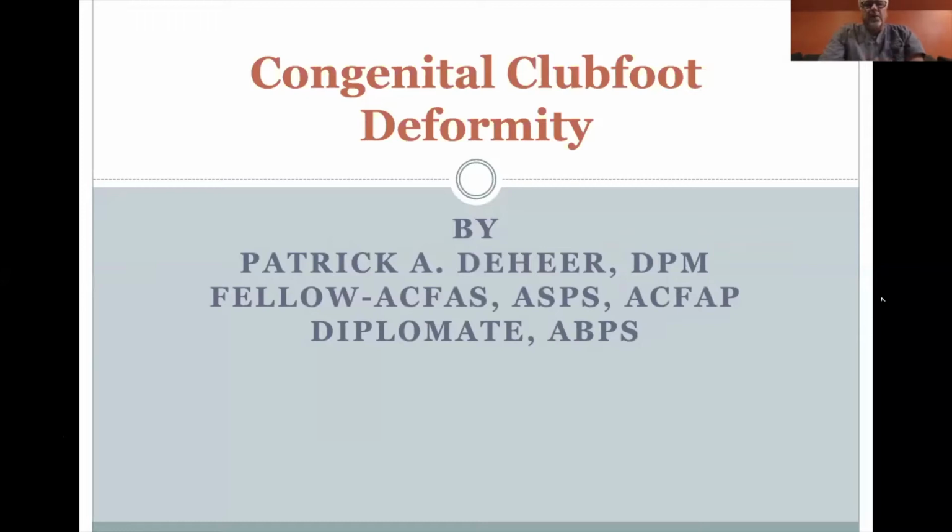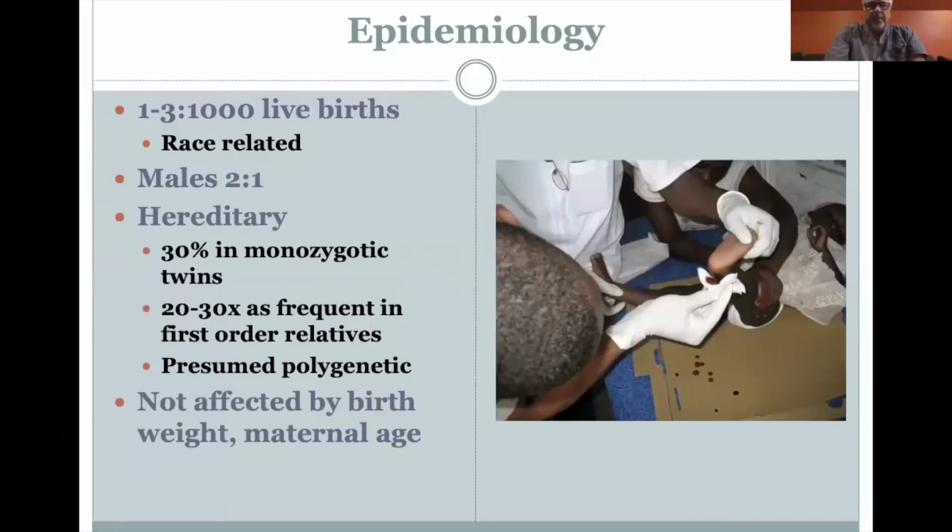So we're going to talk about congenital clubfoot deformity. Clubfoot affects about 1 to 3 per 1,000 live births. It is definitely race related. Certain races are a little more affected than others. Caucasians are about 1 per 1,000, African descent about 2 per 1,000, and Asian descent can be a little higher at 3 per 1,000. Males are affected 2 to 1 to females.